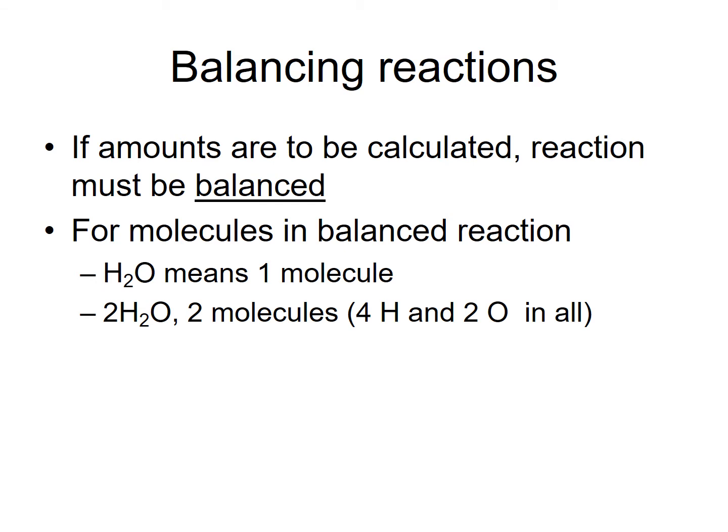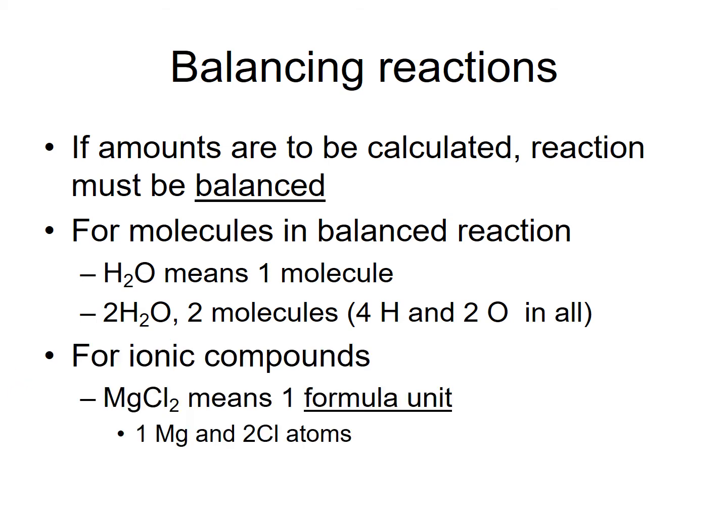So besides writing the formulas of the reactants and products, we write how many are involved. So for example, when I write H2O in a reaction, it means one molecule of H2O. If I write 2H2O, it means two molecules of water. That's four hydrogen atoms and two oxygen atoms in all.